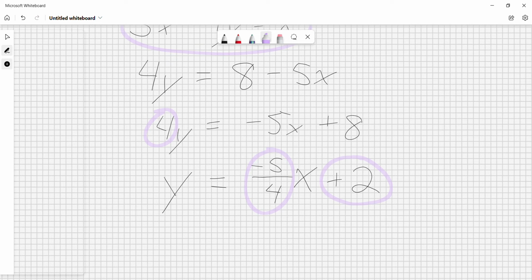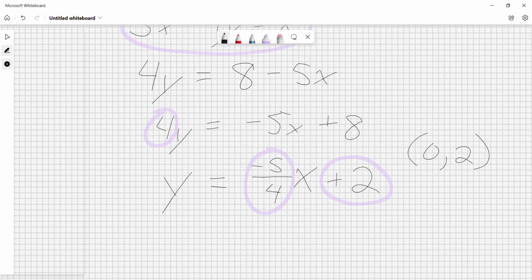I have negative slope, which means as x increases, y is going to decrease. My line is going to slope downward when I move from left to right. And my y-intercept is positive 2. So when x is 0, y is positive 2. So it's going to pass through the point 0, 2. It's going to pass through that point on the graph, not through the origin.